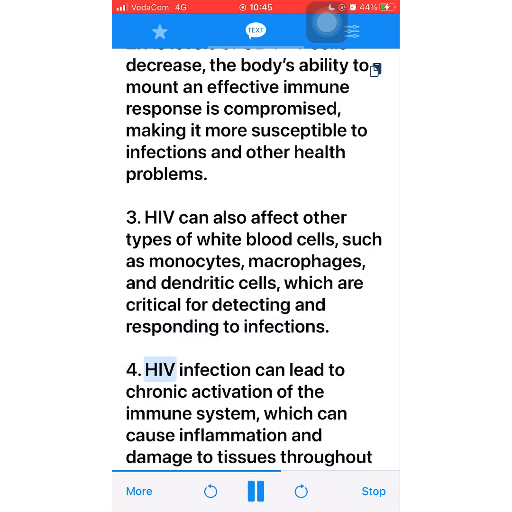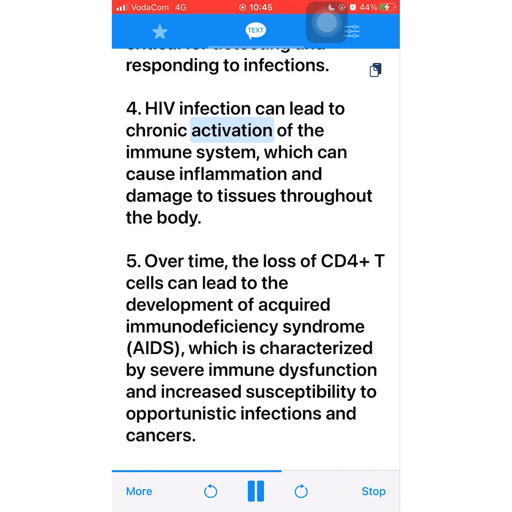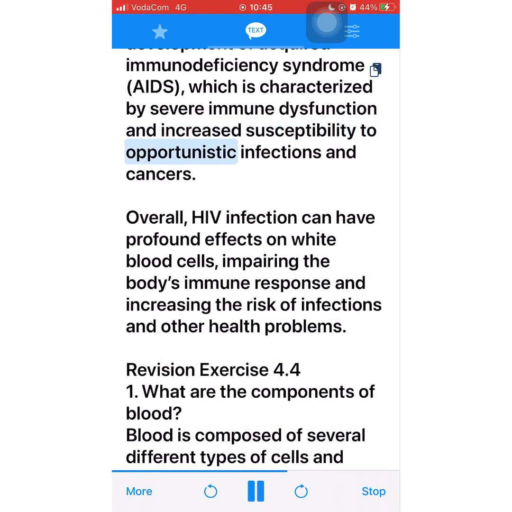4. HIV infection can lead to chronic activation of the immune system, which can cause inflammation and damage to tissues throughout the body. 5. Over time, the loss of CD4+ T cells can lead to the development of acquired immunodeficiency syndrome, AIDS, which is characterized by severe immune dysfunction and increased susceptibility to opportunistic infections and cancers. Overall, HIV infection can have profound effects on white blood cells, impairing the body's immune response and increasing the risk of infections and other health problems.